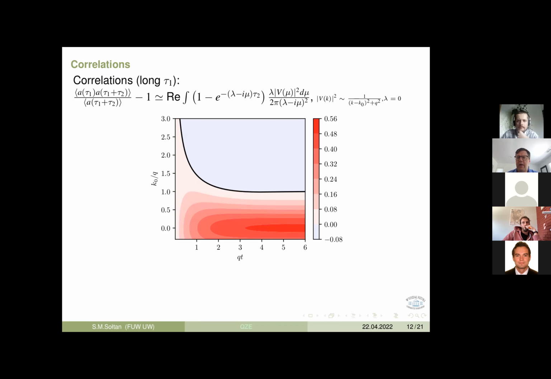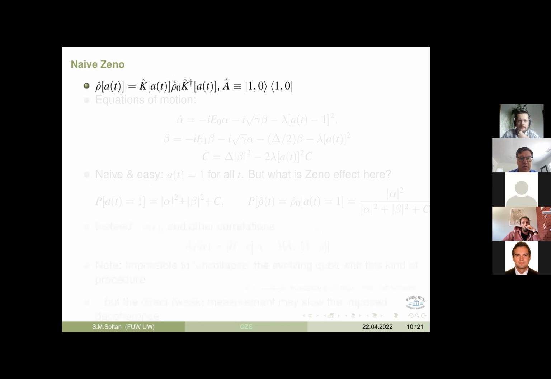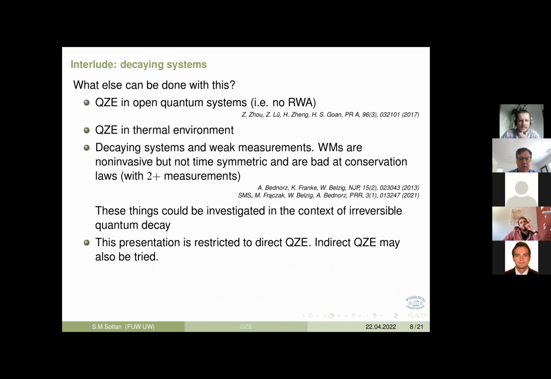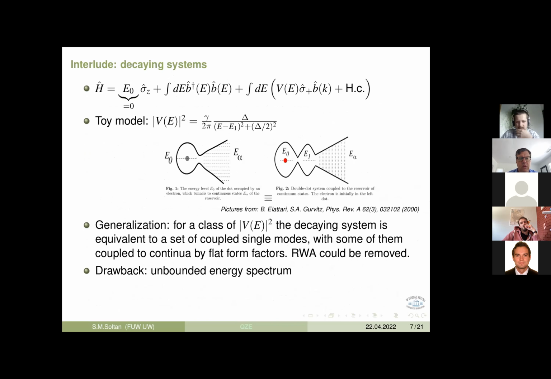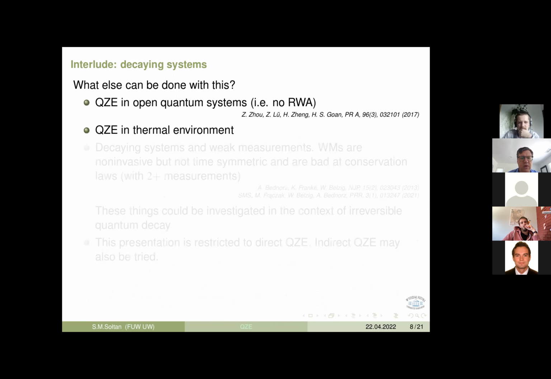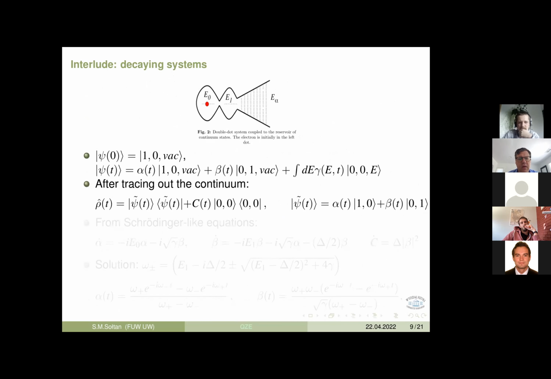Can you go back to your model about the decaying system? I'm interested in this decaying model. Naive Zeno. It started here. Yes, so go to your equations of motion. You went pretty quickly through these equations of motion. I want to take a look at them a little bit.